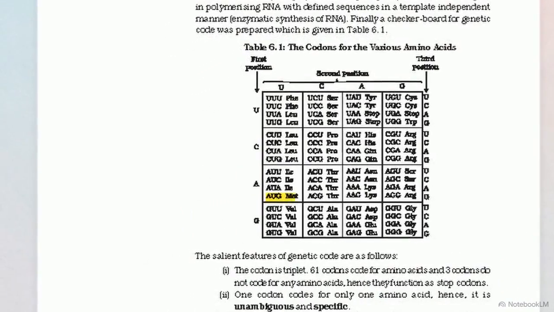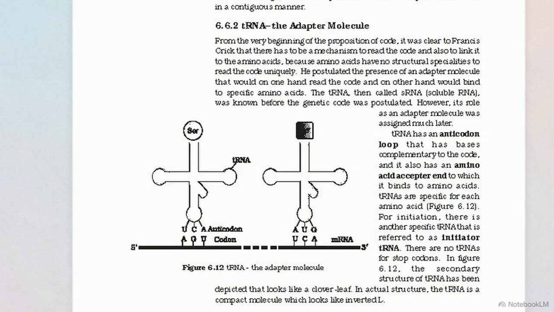Pay close attention to the codon AUG. It carries a strict dual function. It acts as the initiator codon and explicitly codes for methionine. Here is a diagram showing the physical translation process.